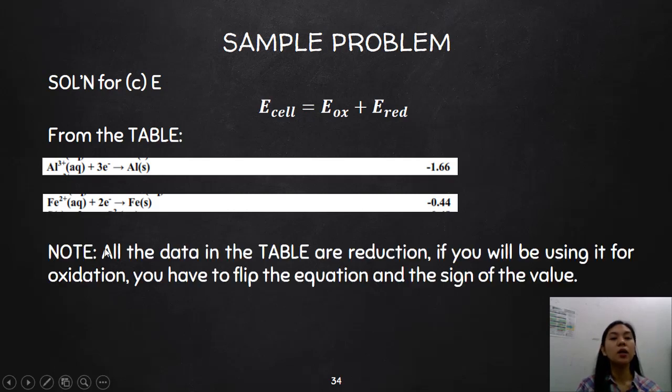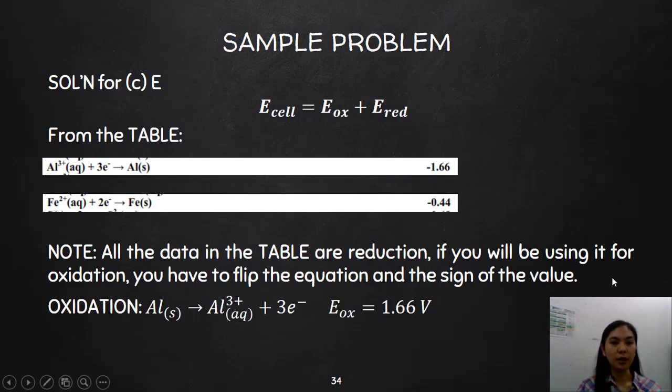There's a note here. All the data in the table are reduction. So, reduction kasi yung table natin. That's why it's called your standard reduction potential table. So, if you will be using it for oxidation, you have to flip the equation and the sign of the value. So, let's check that.